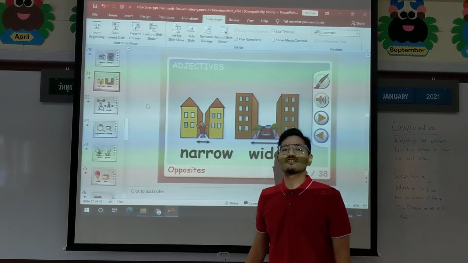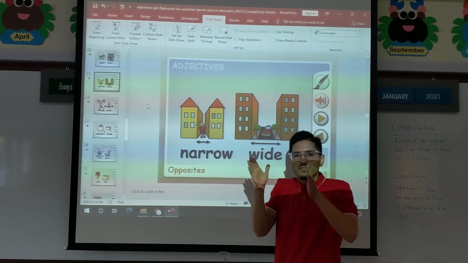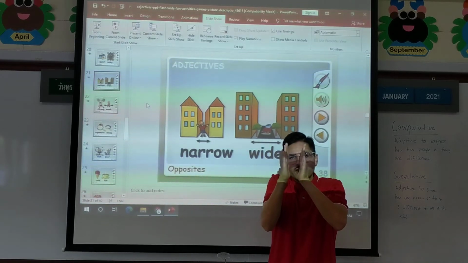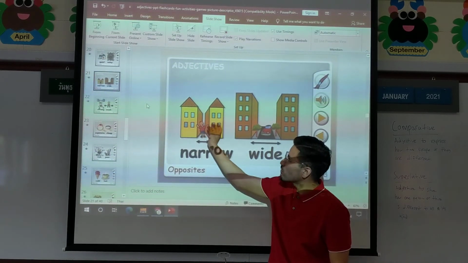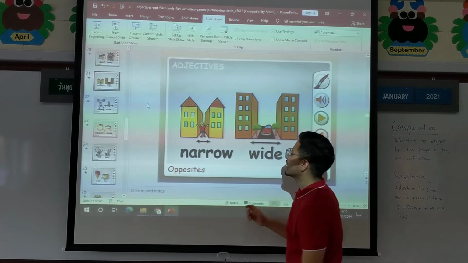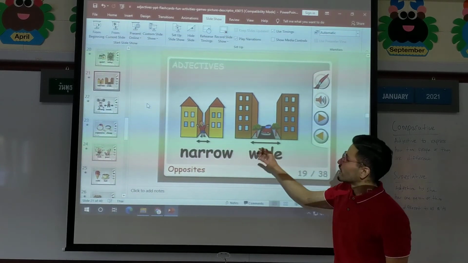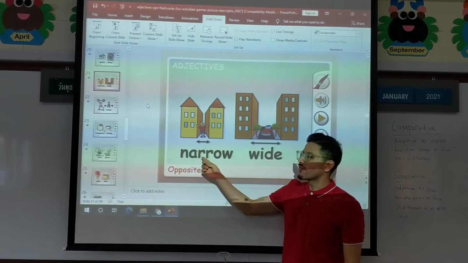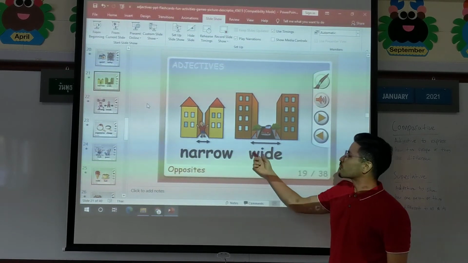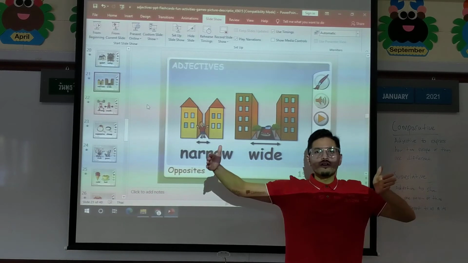So now we have the adjective narrow. This means like this, narrow. Look at the narrow. It's so small you can barely fit. We have wide. Wide. It's a bigger area. So we have narrow, and the opposite of narrow is wide. More room.